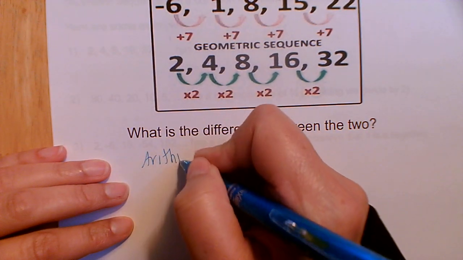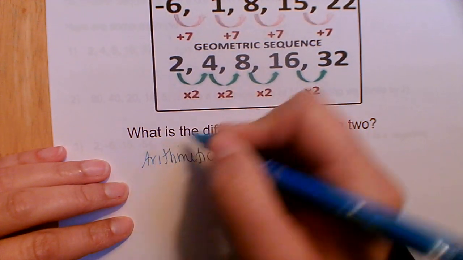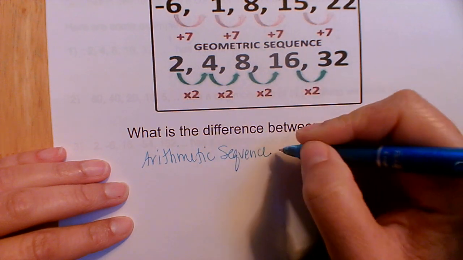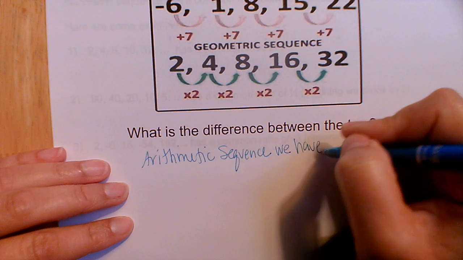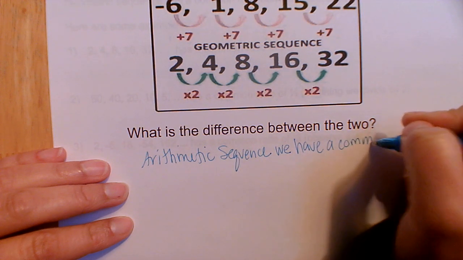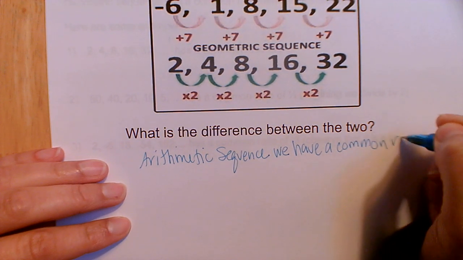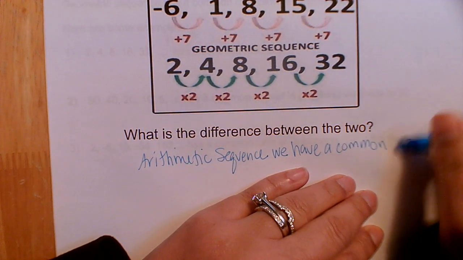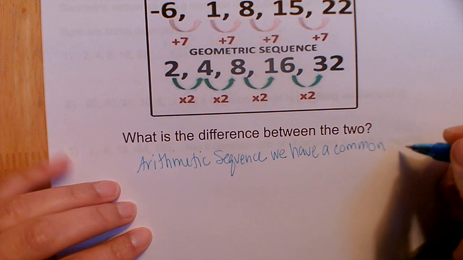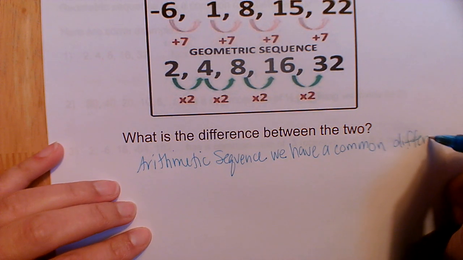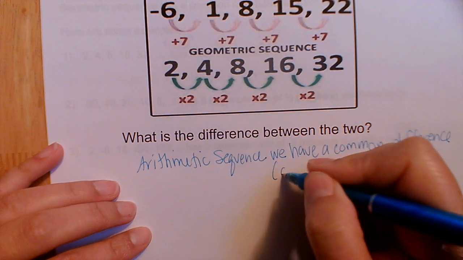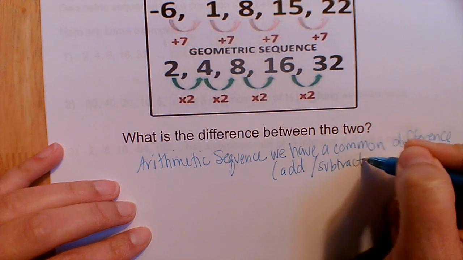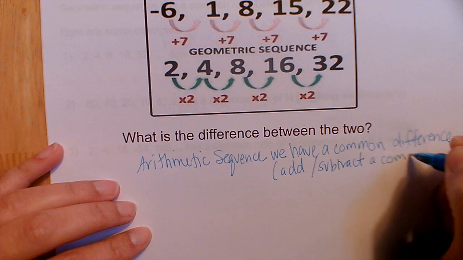Arithmetic sequence. Oops. Dr. Mears, that should be common difference. Thank you, everyone. And our common difference, we added, subtracted a common number.